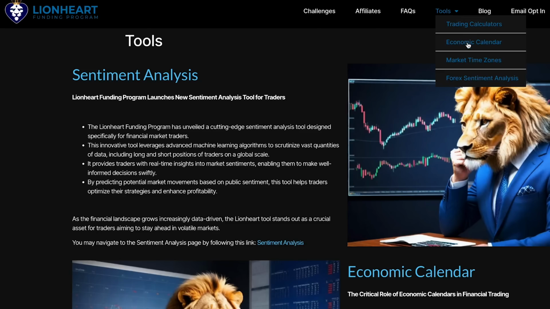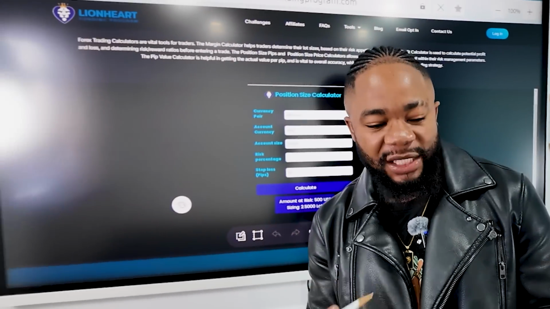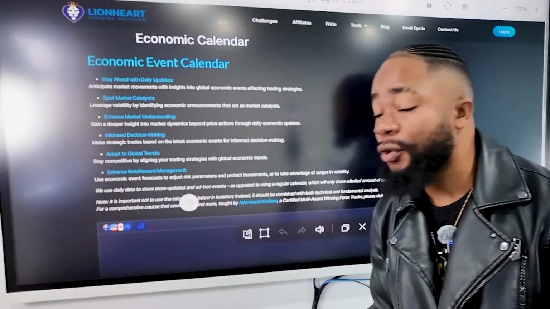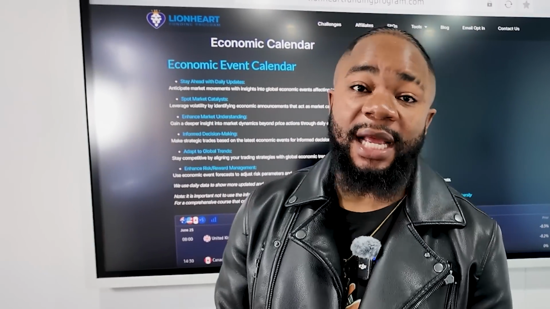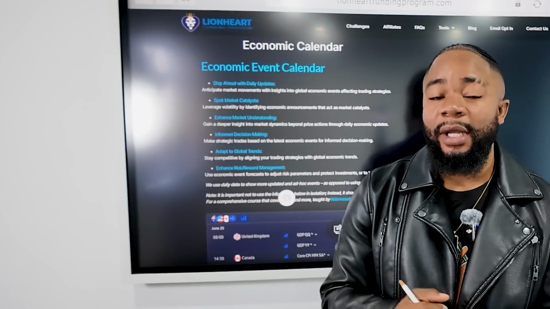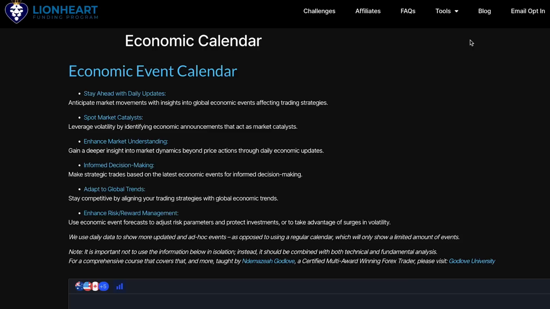Perfect. Let's go to the next tool on our list, which is economic calendar. Remember, as a trader, it's always advisable for you to have an idea on what is going to happen in the Forex market fundamentally. That will help you to be able to easily place your trades with confidence. So if I come here, you can just read a little bit about the economic calendar tool.